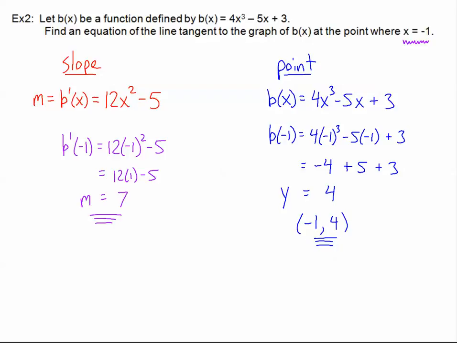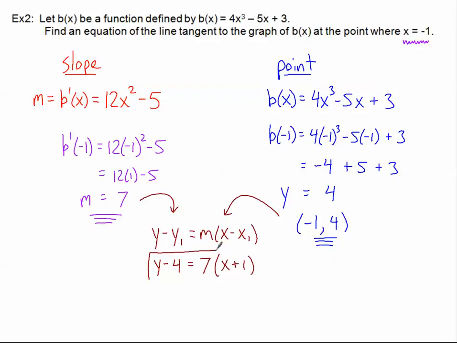Now that I have my slope and my point, I can plug into point-slope form. y minus y1 equals m times x minus x1. So I can plug in my y coordinate, which is 4, so this will become y minus 4. My slope is 7, so that comes in as 7. My x coordinate is -1, so x minus -1 turns into x plus 1. And that is an equation of our tangent line.